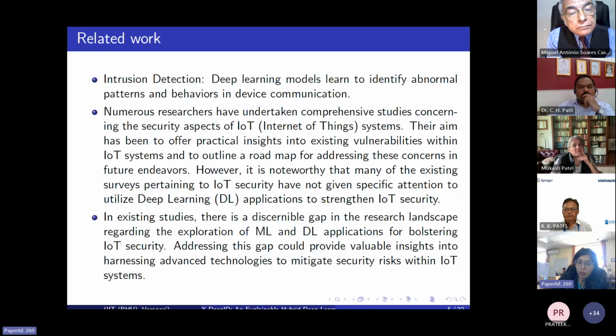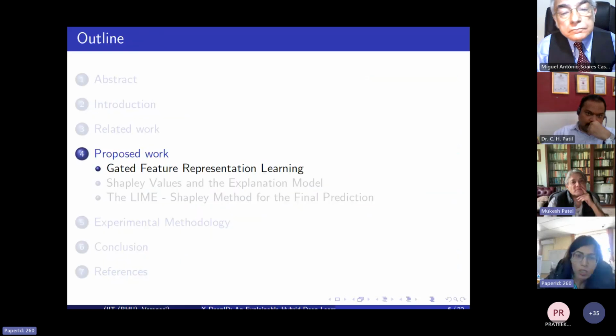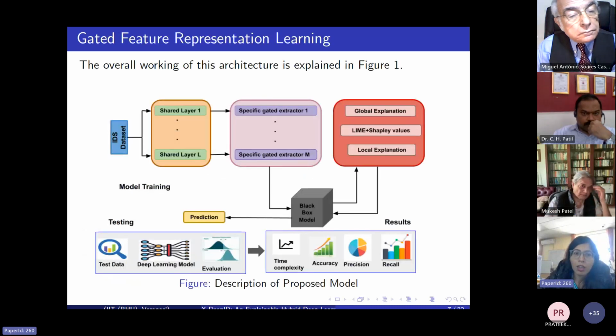There are still drawbacks that exist in the state of the art methods. So here we have used three methods: gated feature representation learning, the Shapley value and explanation model, and the LIME Shapley methods for the final prediction. This is the diagram for our proposed method.